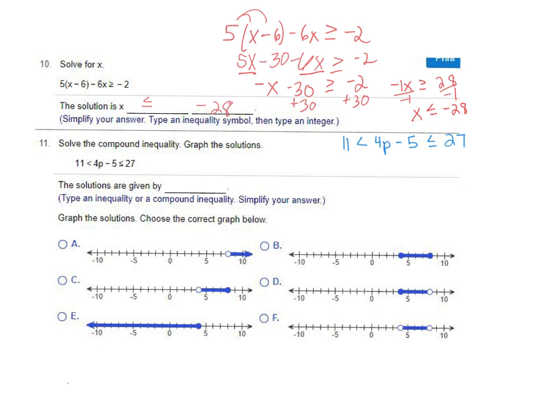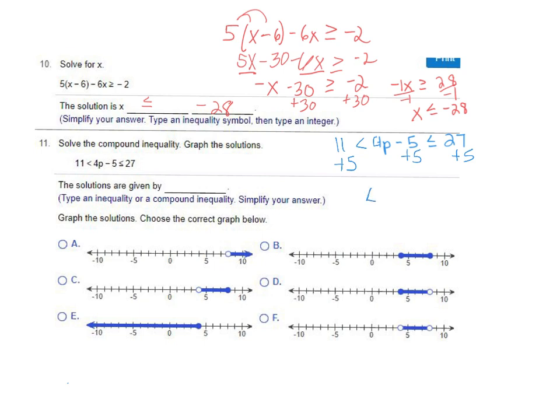The next one asks us to solve a compound inequality. And remember, this is when we have 3 parts. So if we were to forget about that side of the inequality, we'd say that there's 2 steps to solve this. I have to add 5 and divide by 4. Well, that doesn't change when the other part of the inequality is there. Now we just have to do it to all 3 parts. So I have to add 5 here and add 5 here and add 5 here.